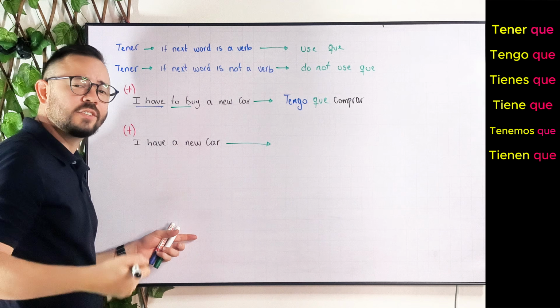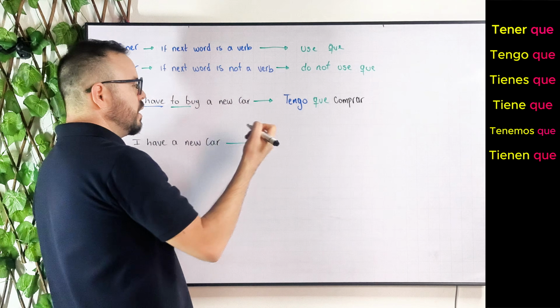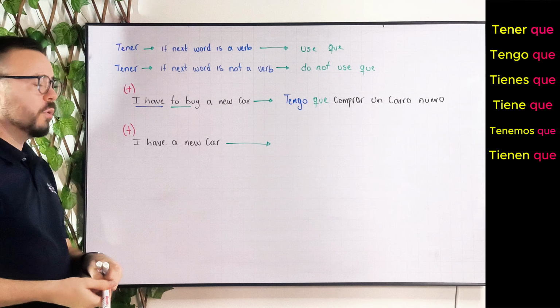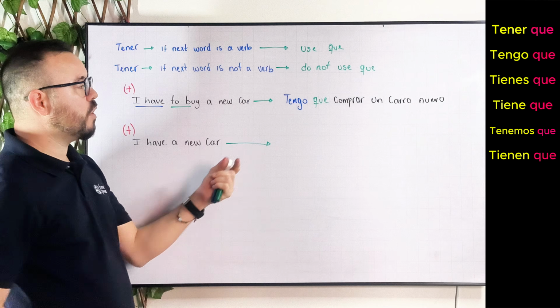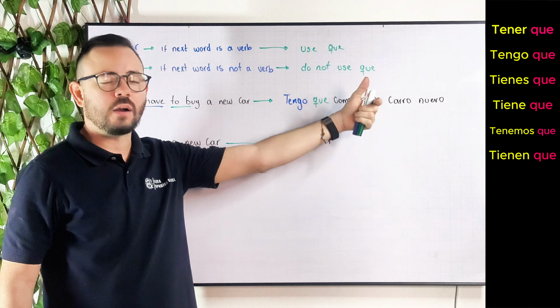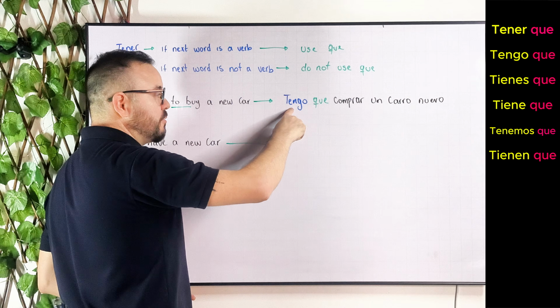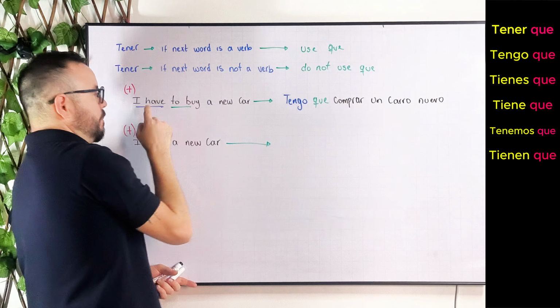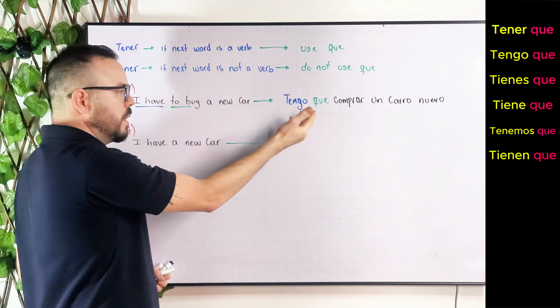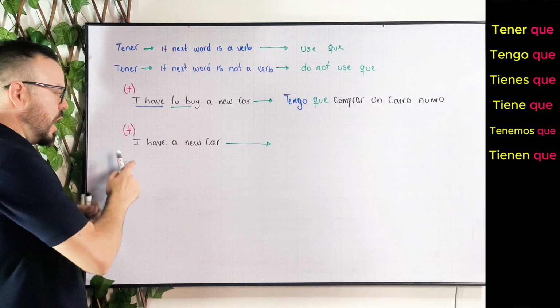Then a new car, this is just context, okay? So let's say just un carro nuevo. And that's it. So I have to buy a new car. It will be just tengo que comprar un carro nuevo. That's it. We're using que because the word that comes after tengo is a verb. It's comprar. It's a verb. It's to buy, right? That means we need to use this que. That's it.